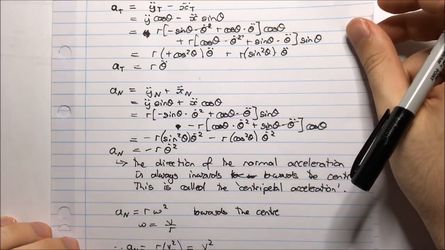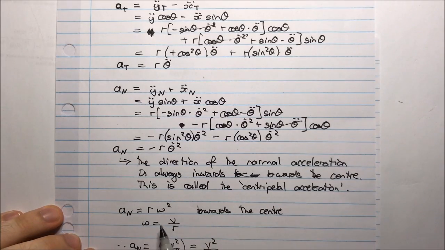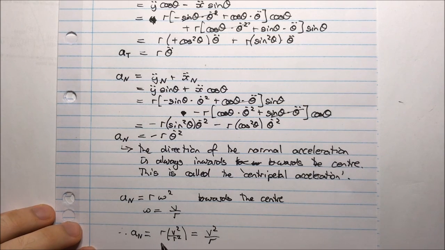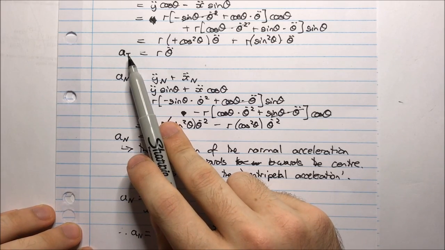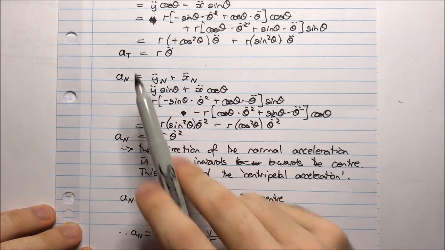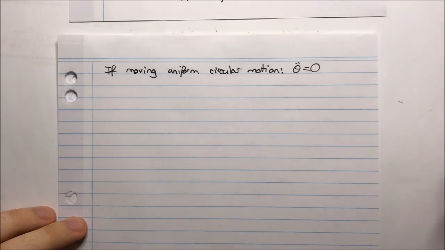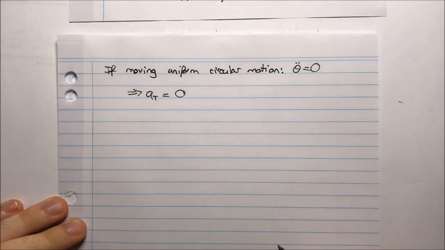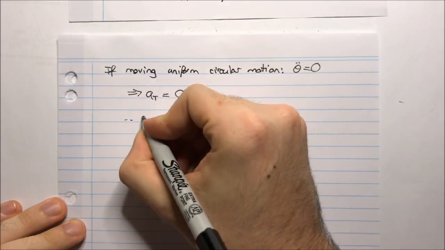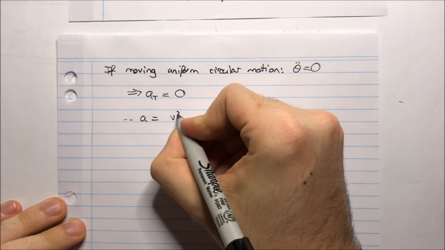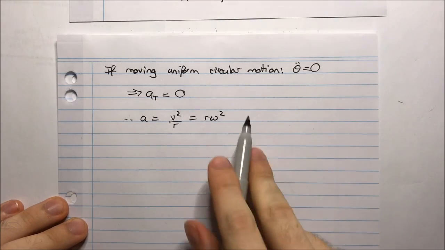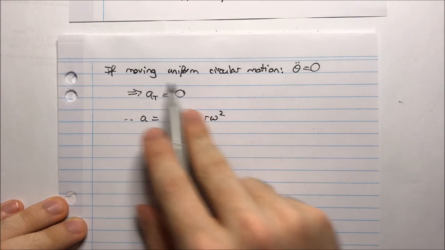Let's look back at our accelerations. Well, this is unaffected. The normal direction acceleration is unaffected by the theta double dot, but the tangential acceleration is affected, and so the tangential acceleration will be 0. So therefore I can say that the tangential will be equal to 0, and so therefore the acceleration will be equal to v squared on r, or r omega squared. And this is only in terms of a uniform circular motion.